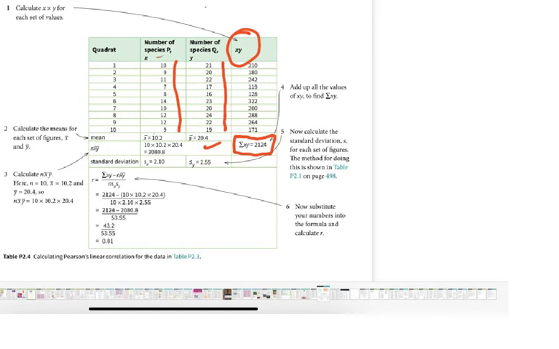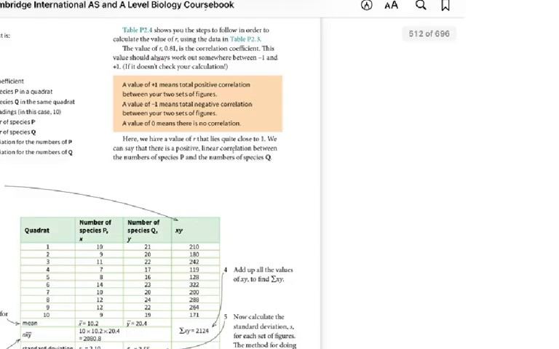Then the standard deviation will have been done for you. You would have calculated the standard deviation of x, and then the standard deviation of y. That's a separate chapter. And then you apply all this and you add all this, and then you put it into the formula, and you get the value 0.81. Now you can see the value of r is equal to 0.81, the correlation coefficient.